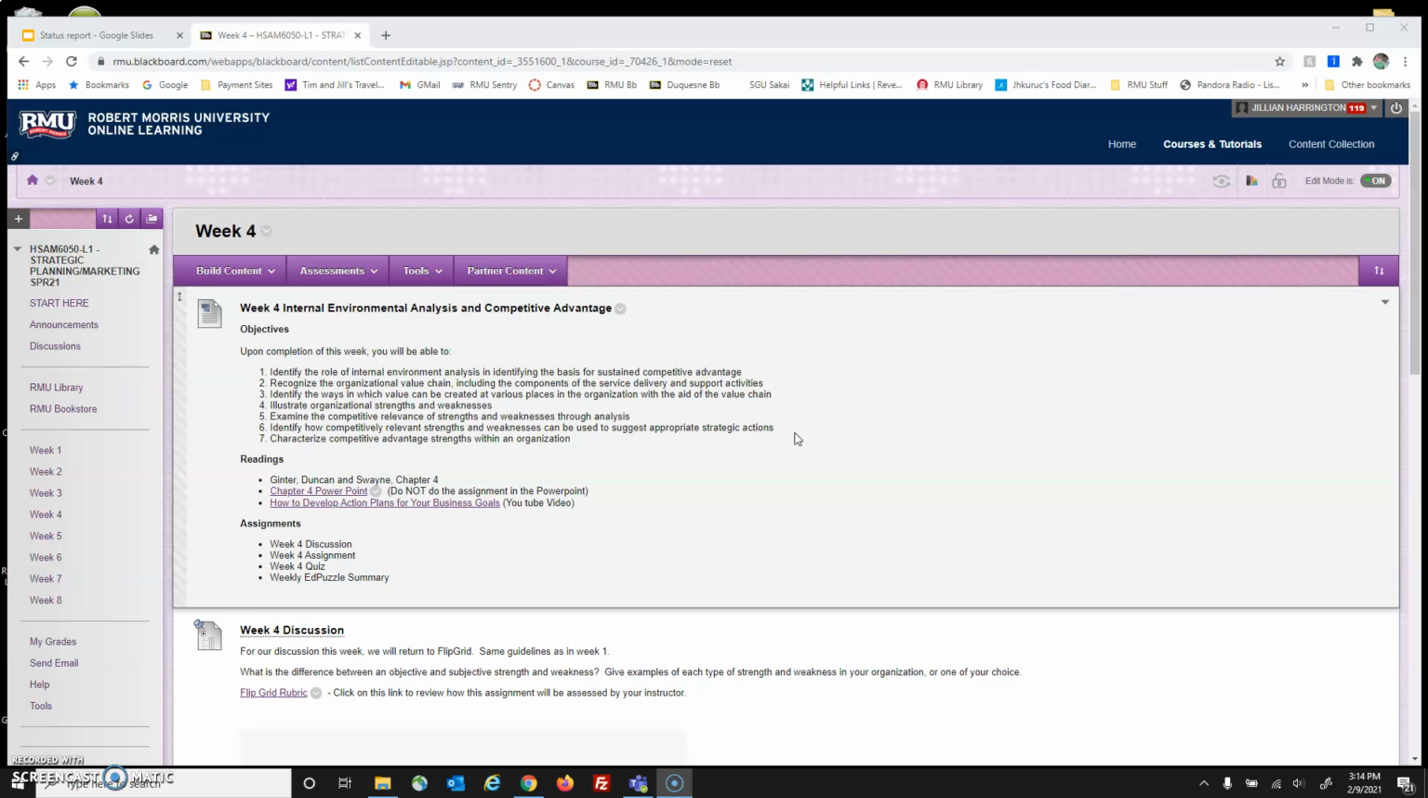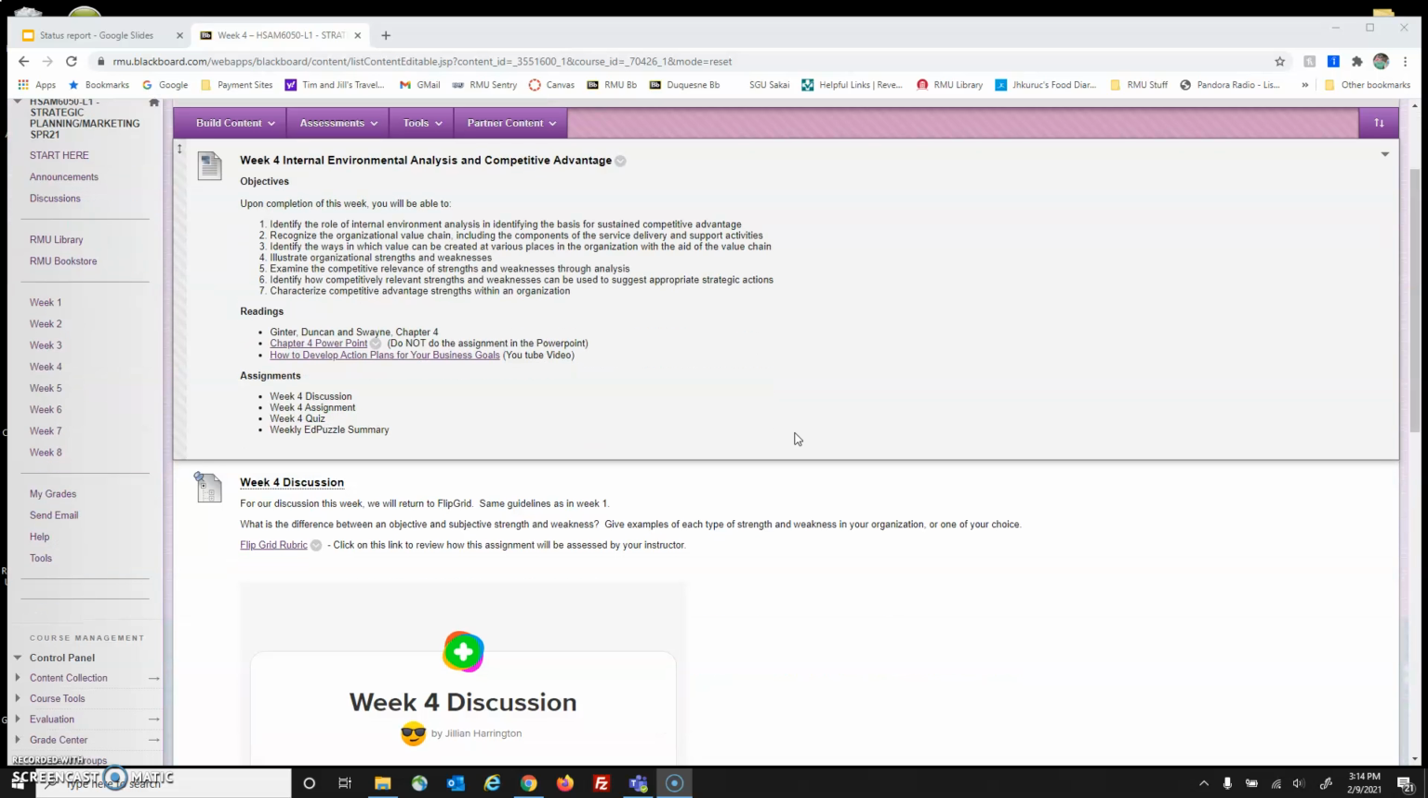Where are your strengths and weaknesses internally, and where can you make improvements, or what do you really need to take advantage of that you're doing really well? So really important to look at those aspects.